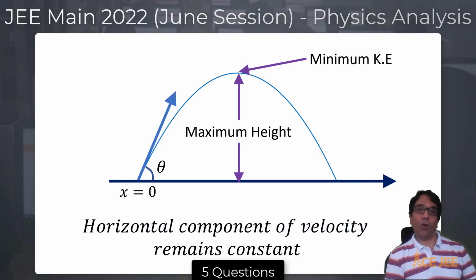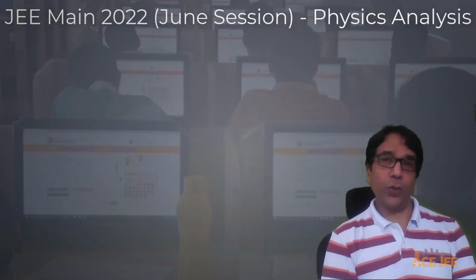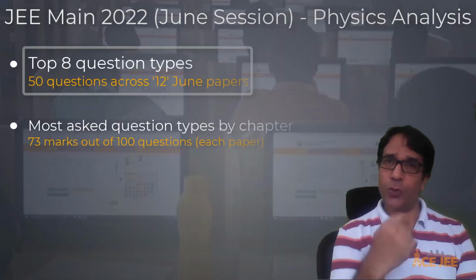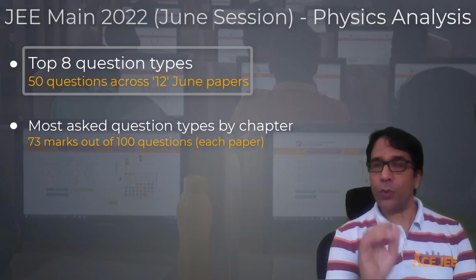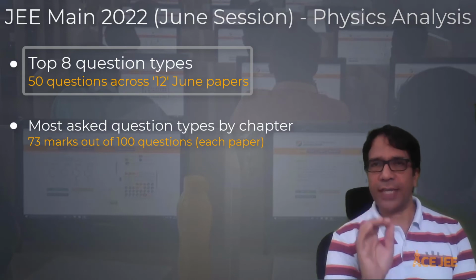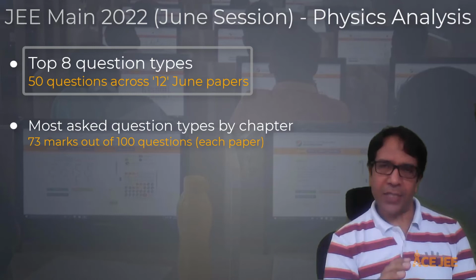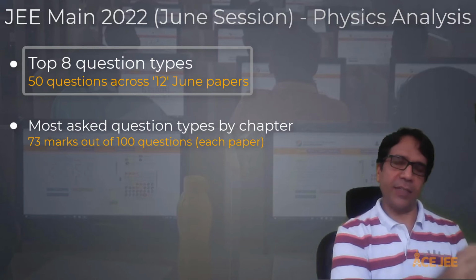Projectile motion, also there were 5 questions, which was interesting. In 2021, we didn't see any question at all from projectile motion, but this year we saw 5 questions only in the June attempt. So use these as your reference as you are preparing for your July attempt. So make sure that you learn about these 8 types of questions well, master them, practice the previous year's questions on these concepts.